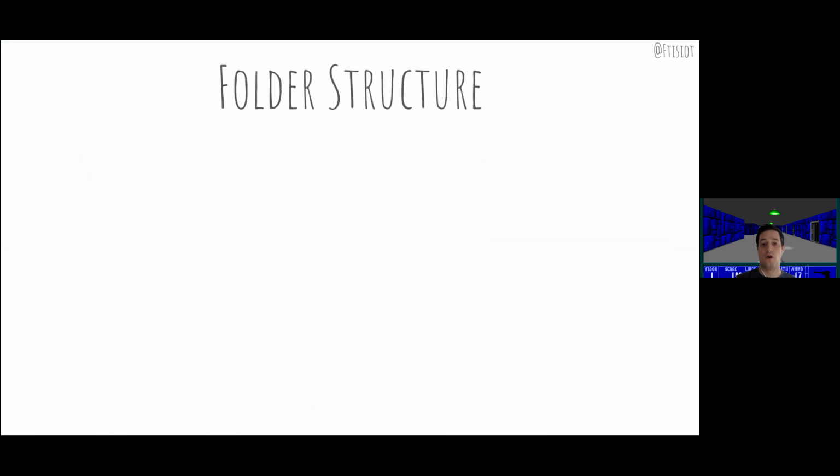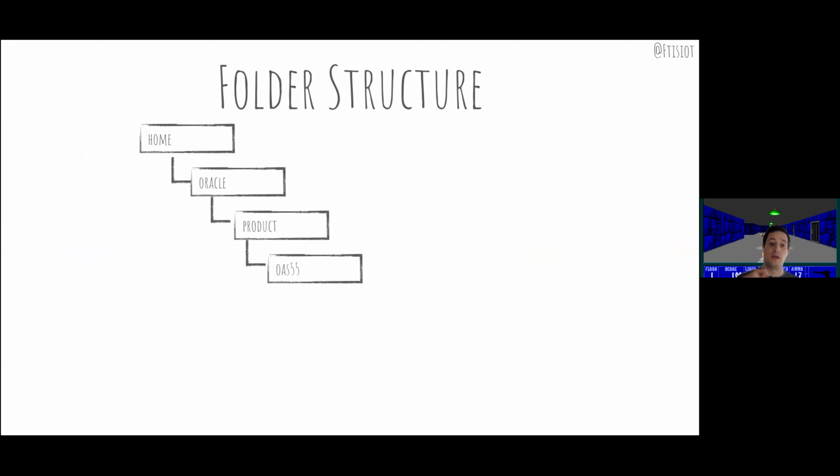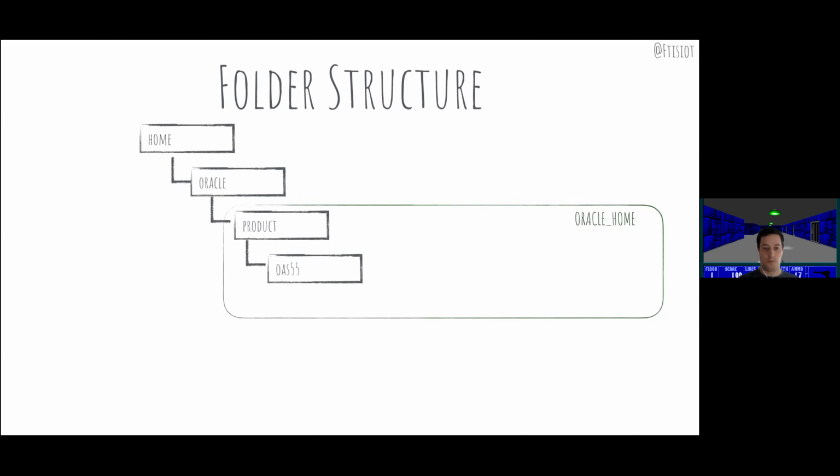When you install, you always have to remember to set the correct folder structure. I'm putting this slide in the deck because by default, the installation wizard will guide you to a wrong folder structure. As an example, we start from the home Oracle, where we are going to install the software. Then we create a subfolder called product, and then a subfolder called Oracle Analytics Server 5.5, which is the current release. This is called the Oracle home.